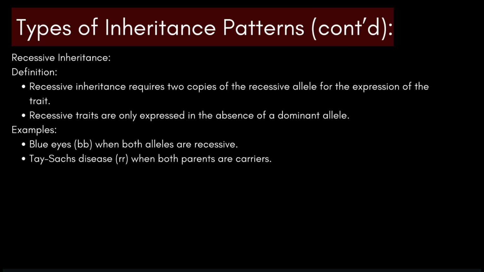Next, we have recessive inheritance. Recessive inheritance requires 2 copies of the recessive allele for the expression of the trait. Recessive traits are only expressed in the absence of a dominant allele. Examples include blue eyes when both alleles are recessive, or Tay-Sachs disease when both parents are carriers. Blue eyes can be characterized by little b, Tay-Sachs characterized by little r. Moving on.